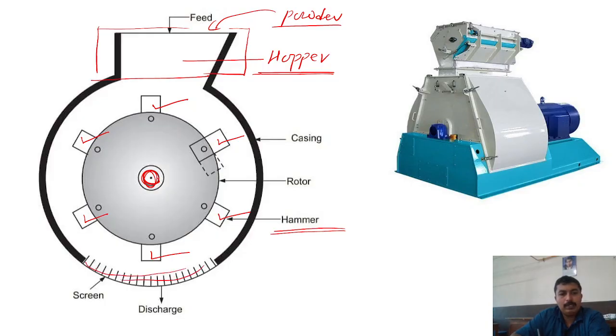placed at the bottom, you can see here. There is a provision to replace this sieve based on the final powder particle size required. If you require a very fine powder, you can place a fine sieve. If you require medium-size coarse powder particles, you place the sieve accordingly. So there is a provision to remove this sieve and place it again.